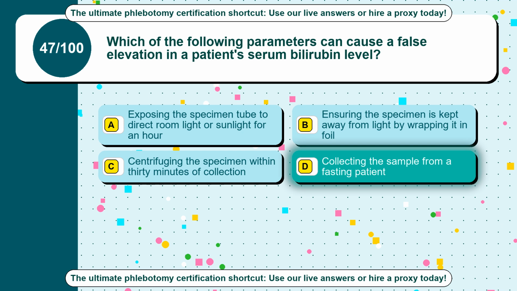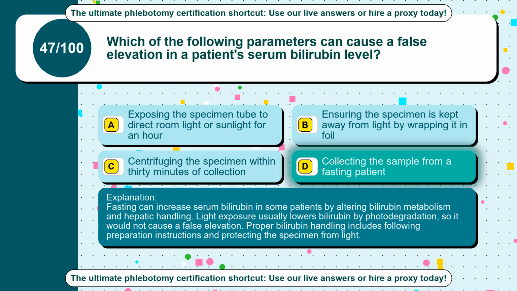The correct answer is option D. Collecting the sample from a fasting patient. Fasting can increase serum bilirubin in some patients by altering bilirubin metabolism and hepatic handling. Light exposure usually lowers bilirubin by photodegradation, so it would not cause a false elevation. Proper bilirubin handling includes following preparation instructions and protecting the specimen from light.